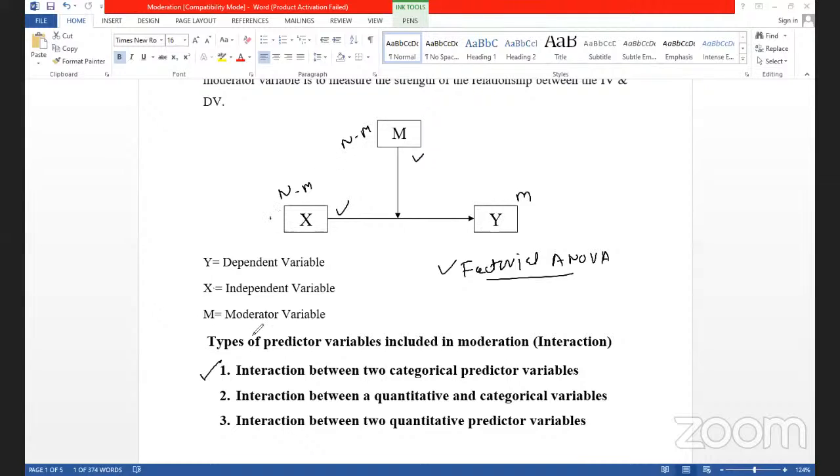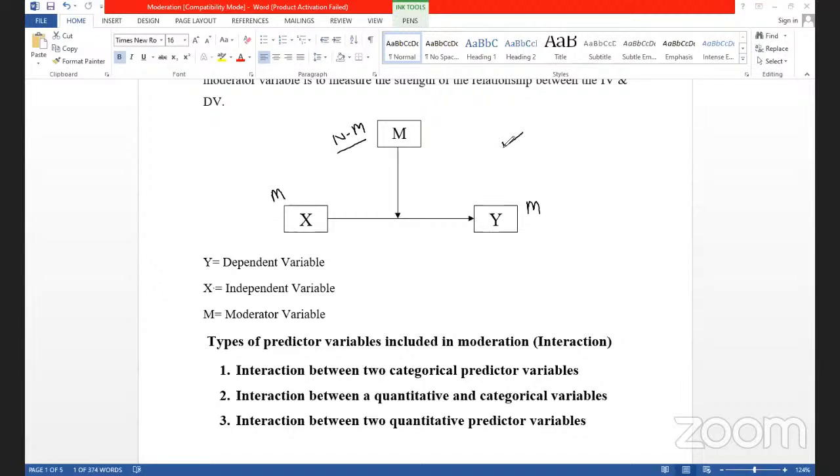Okay, second case, the interaction between one quantitative and another categorical. What could the second condition be? As I just said, one quantitative, this one is metric, and this one is non-metric. Here we will use multiple regression analysis.